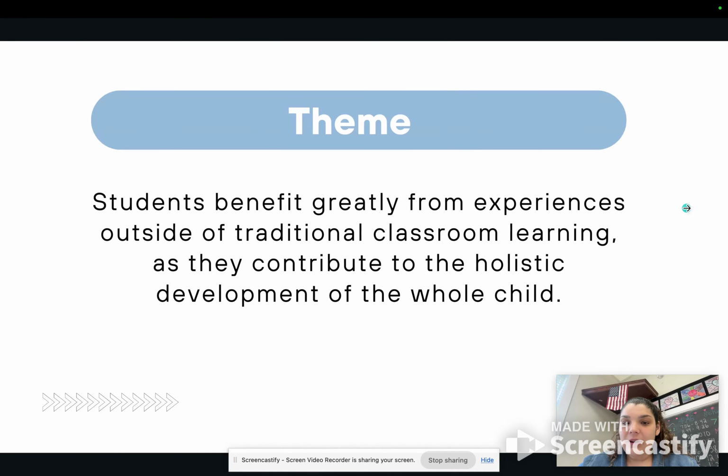So all these different codes help us to come up with the theme that students benefit greatly from experiences outside of the traditional classroom as they contribute to the holistic development of the whole child. Now, I understand that a theme shouldn't be a whole sentence, so if I could explain it in just short terms, the theme would be that students benefit from experience outside of the classroom. But overall, that was my project.